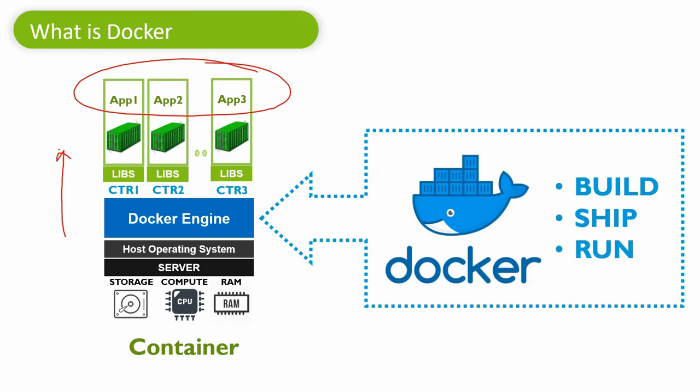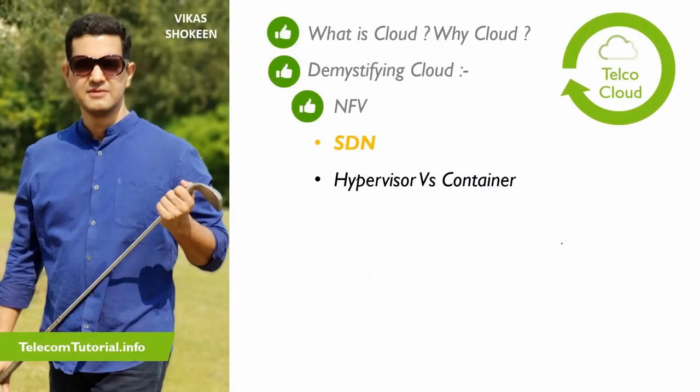There are three main components for the entire Docker to work. The first one is build, the second one is ship, the third one is run. We are going to discuss all of these concepts in much more depth in my coming videos. So, we have completed our journey of hypervisor versus container, and I am hopeful you will now be able to remember the difference between the hypervisor and container in a much better way.